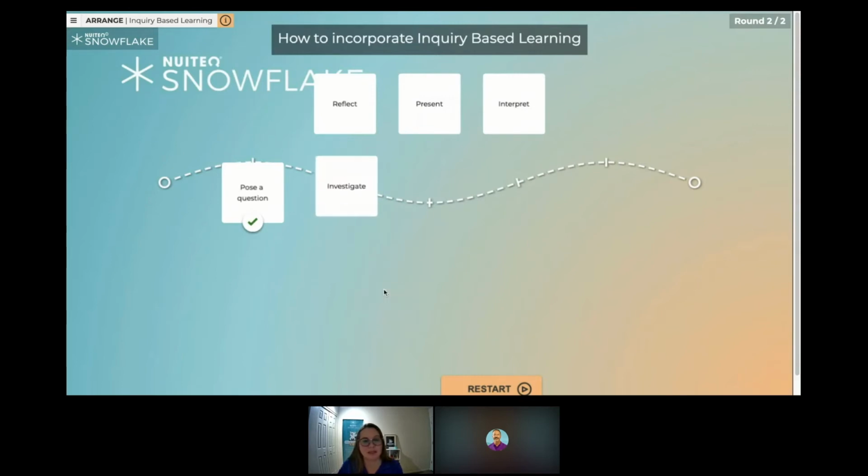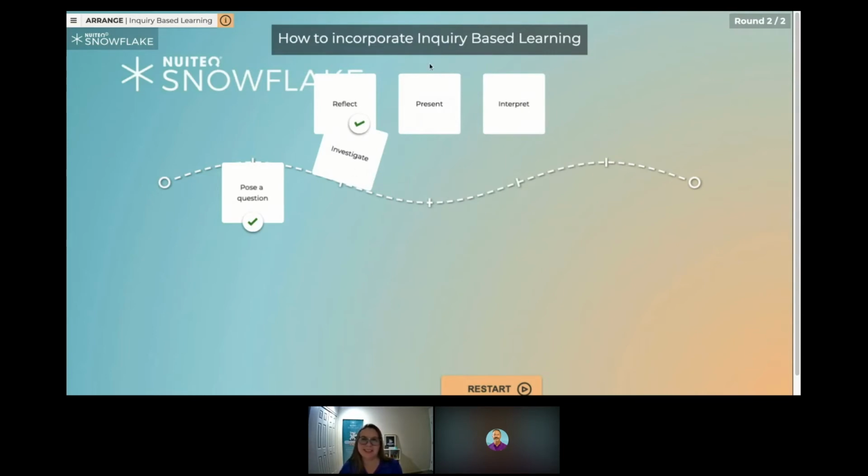The next step is to investigate. So this is the part where students will be conducting their research, and depending on how close to student-centered or teacher-centered you're using an inquiry-based learning activity, the investigating part could be students are just given the time and they're responsible for finding their own sources, versus the teacher providing them with the materials and the research that they would need, and then students analyzing.